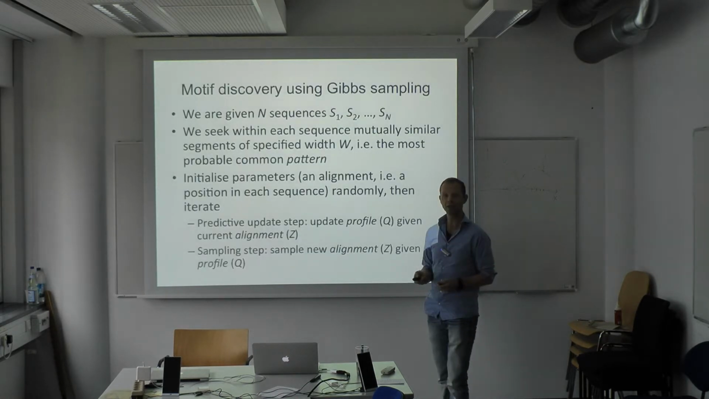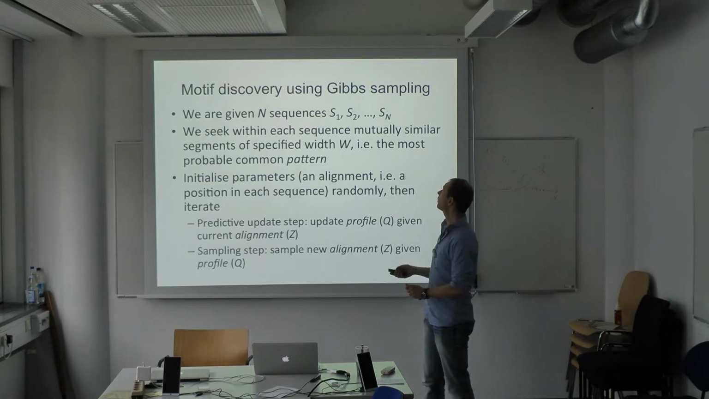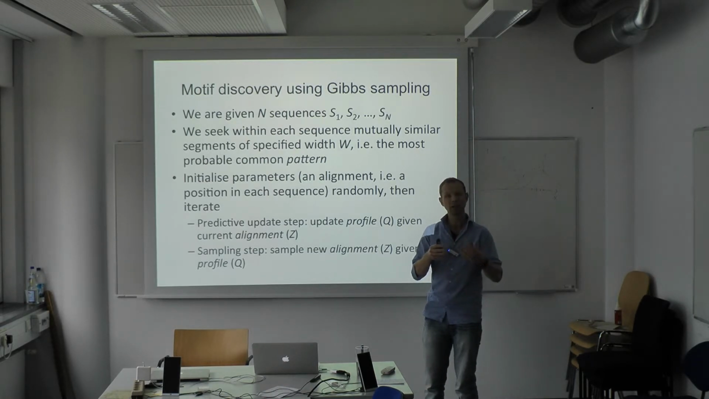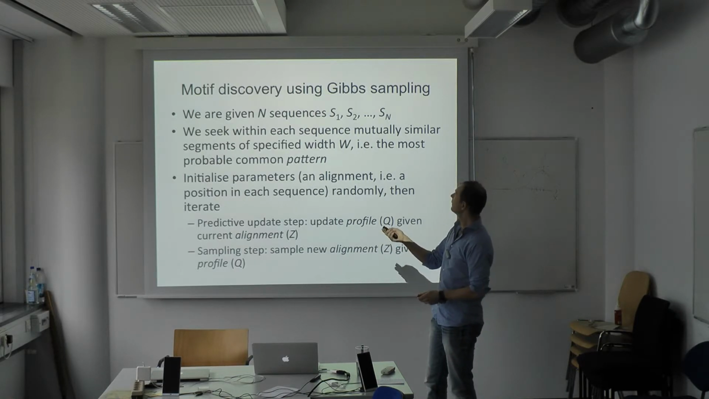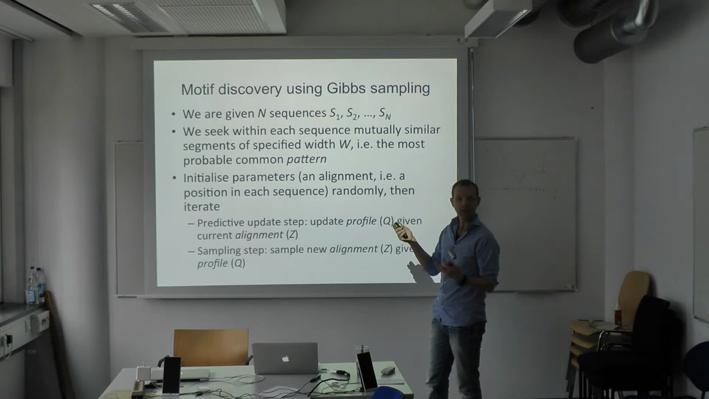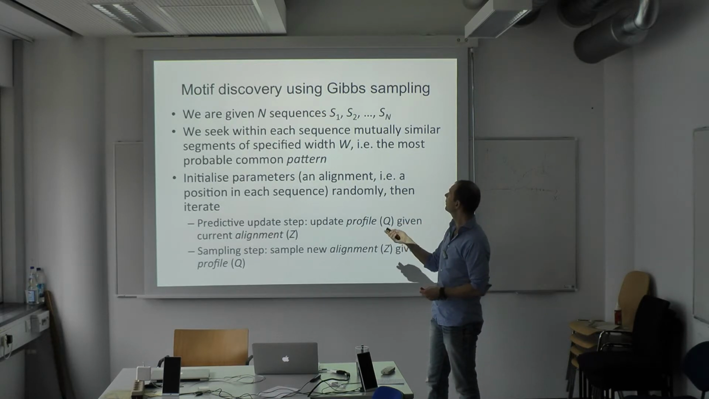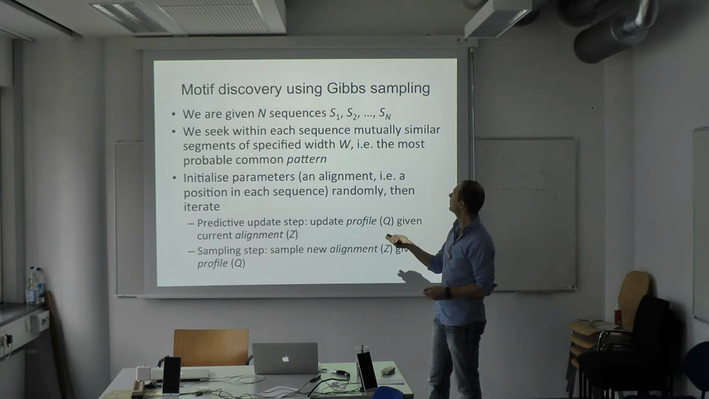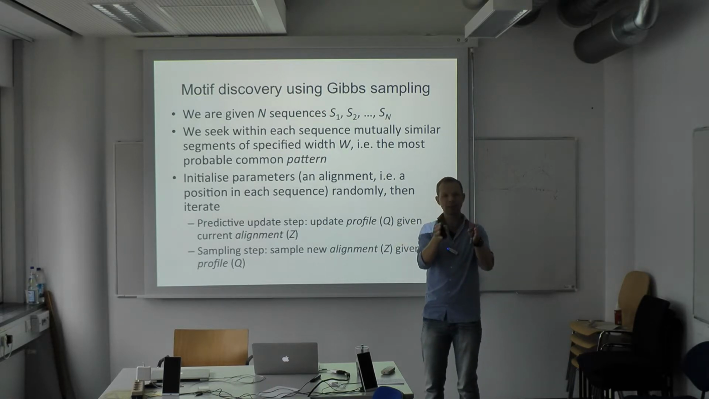Okay, so let's apply it to motif discovery, which is slightly more complicated because we have a more complex labeling scheme. You remember that we wanted to do this kind of alignment. So we're given n sequences. This should be a big number, ideally. We seek within each sequence mutually similar segments of a specified width. So our search will be for a particular word length.